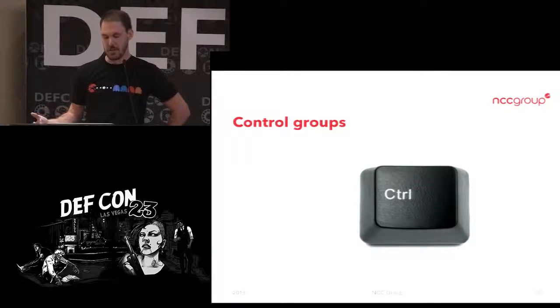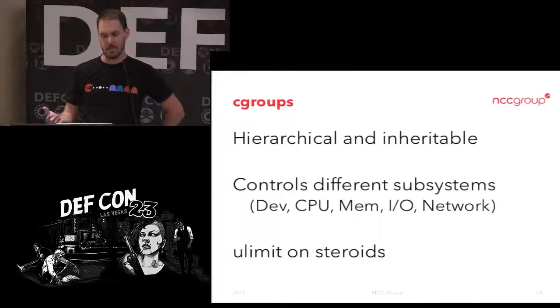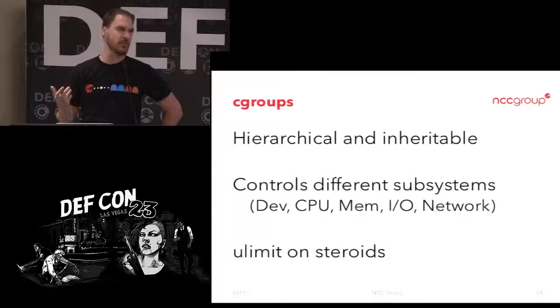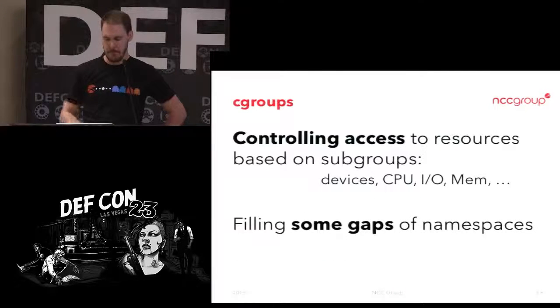So the other major aspect of containers is control groups. The basic idea of those is they're a hierarchical and inheritable system for controlling resources across a set of processes. And that can be devices or CPU usage or a physical CPU, memory amounts, I/O rates of a certain device, network. And it's really ulimit on steroids if you want to think about it that way.